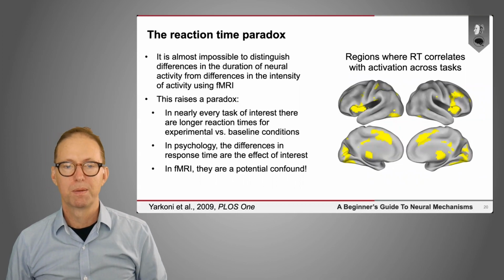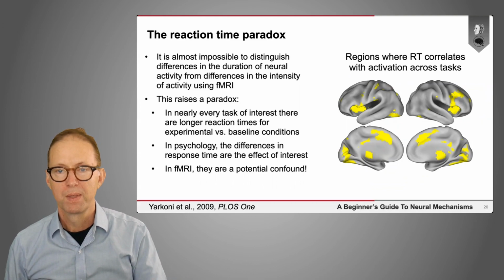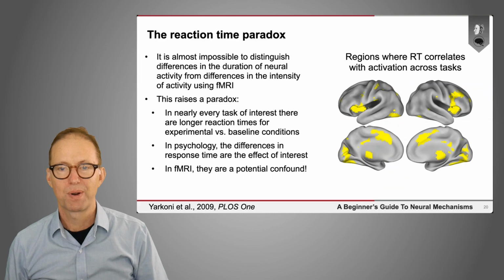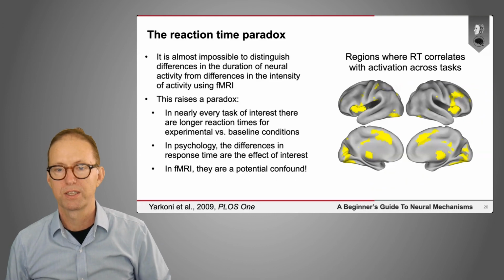This is a demonstration from Tagliazucchi and colleagues that showed regions that were correlated with reaction time in a relatively non-specific way across many different psychological tasks. And you see that these are actually the areas that are very often active in cognitive tasks, areas like the anterior cingulate, the anterior insula, and the lateral prefrontal cortex.